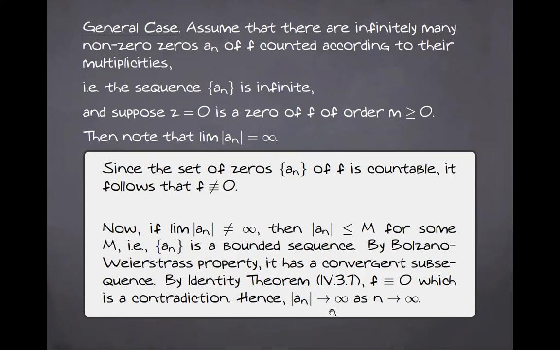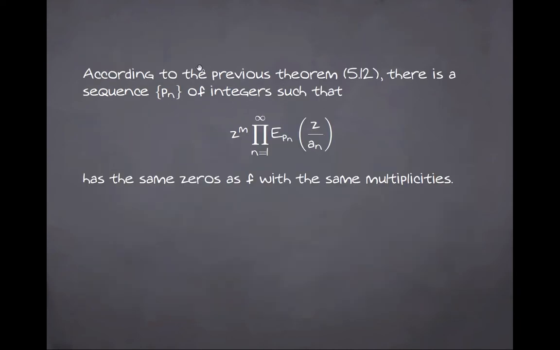That means mod an tends to infinity as n tends to infinity. So now limit mod an tends to infinity, and these are the sequence. So we can use the previous theorem. Just read the statement if you have the notes with you. So there is a sequence Pn. There is at least one sequence we know, Pn equals n minus 1. So there is a sequence Pn of integers such that this product, z power m and the product of e^pn(z/an), is convergent. Let us call it hz, and it has the same number of zeros as f with the same multiplicity by this result. Just read the statement of this result.